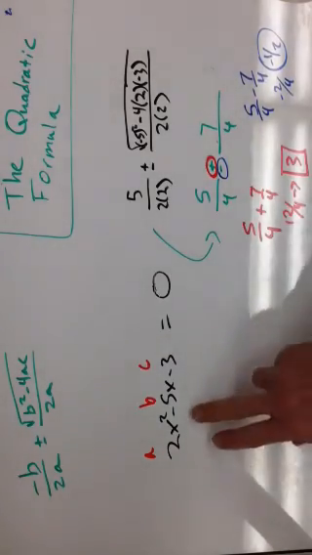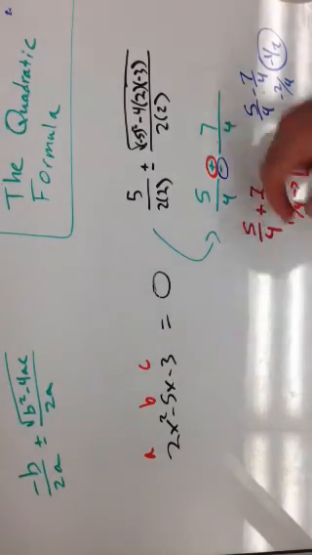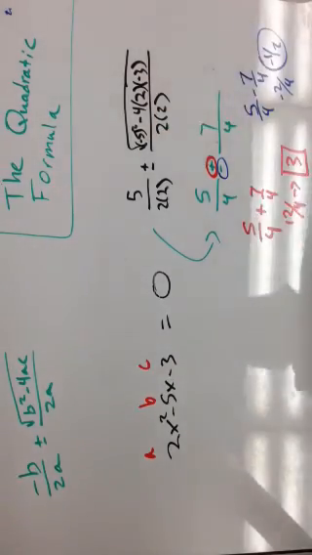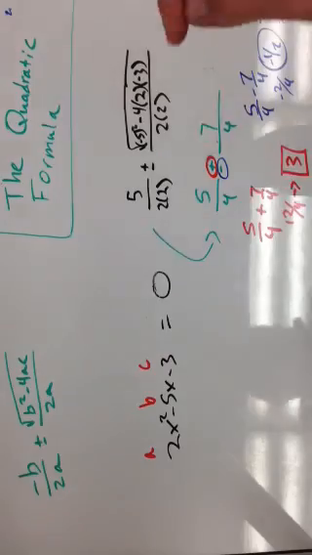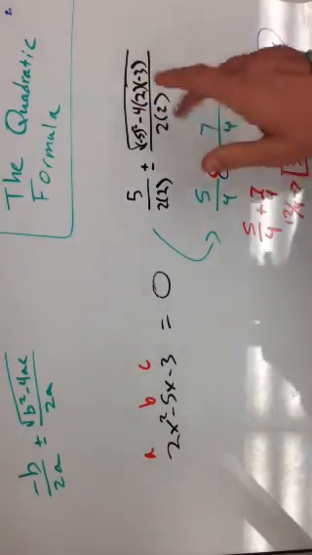So just remember, if it's not equal to 0 already, we have to make that happen, and then just be really careful underneath that square root to make sure you don't lose a negative sign in there.